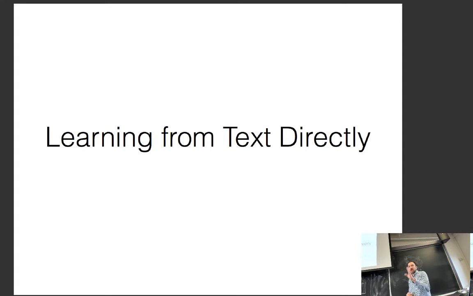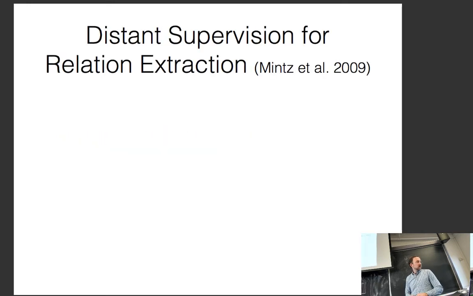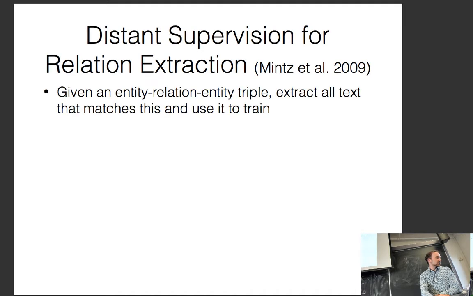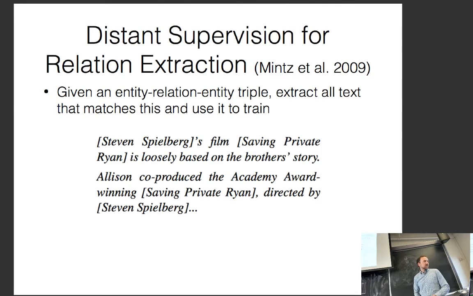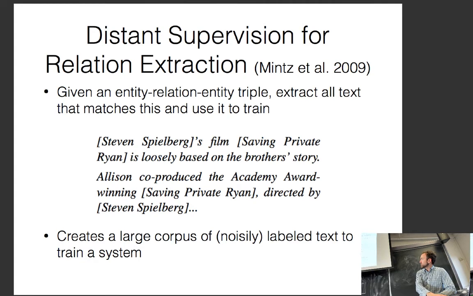Another thing, this actually partly handles the thing that we talked about before with NELL and ReVerb, which is that you can learn relations from text directly as well. So this is basically identifying relations within text as opposed to learning from word embeddings. Distant supervision for relation extraction was covered in the reading, but given an entity-relation-entity triple, we want to extract all text that matches this and use it to train. So we get Steven Spielberg and Saving Private Ryan, which we know are in a director-movie relation. We extract all of this text and use it as supervised training data. This creates a large corpus of noisily labeled text to train the system.